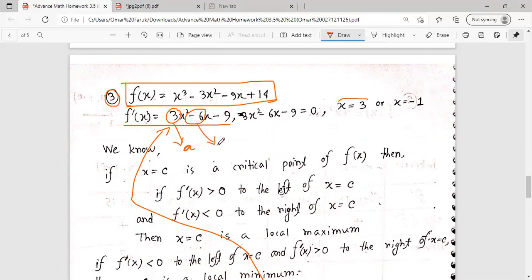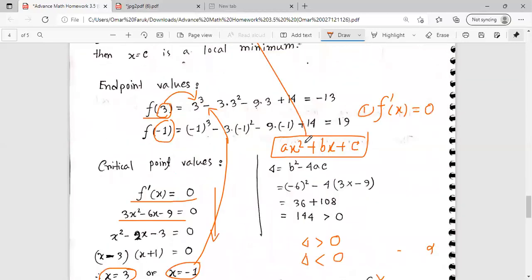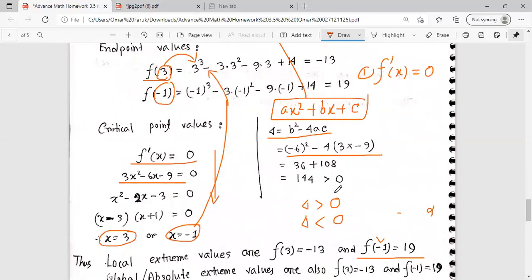And here c is minus 9. So this is x square plus bx plus c, and for this function we just find the del value, or b square minus 4ac. Okay, got it. You can move on.